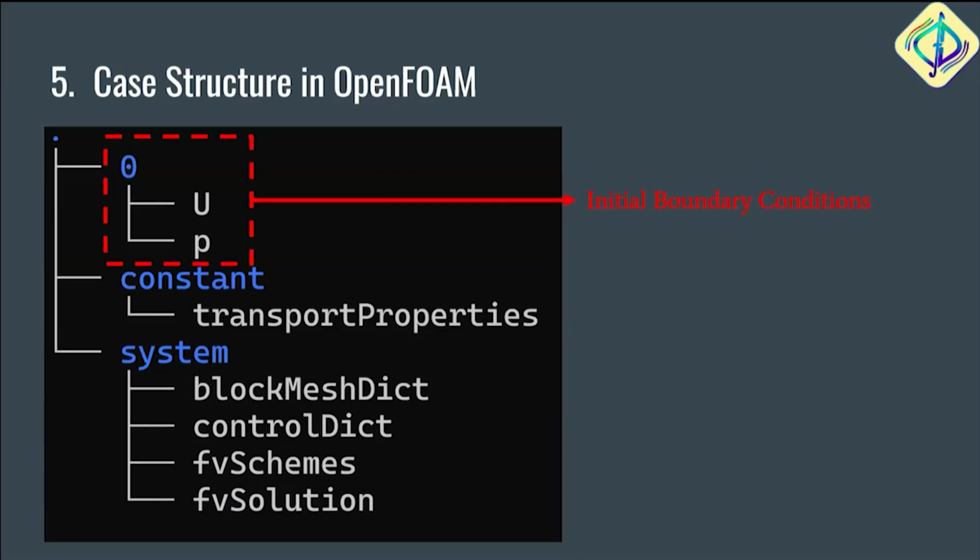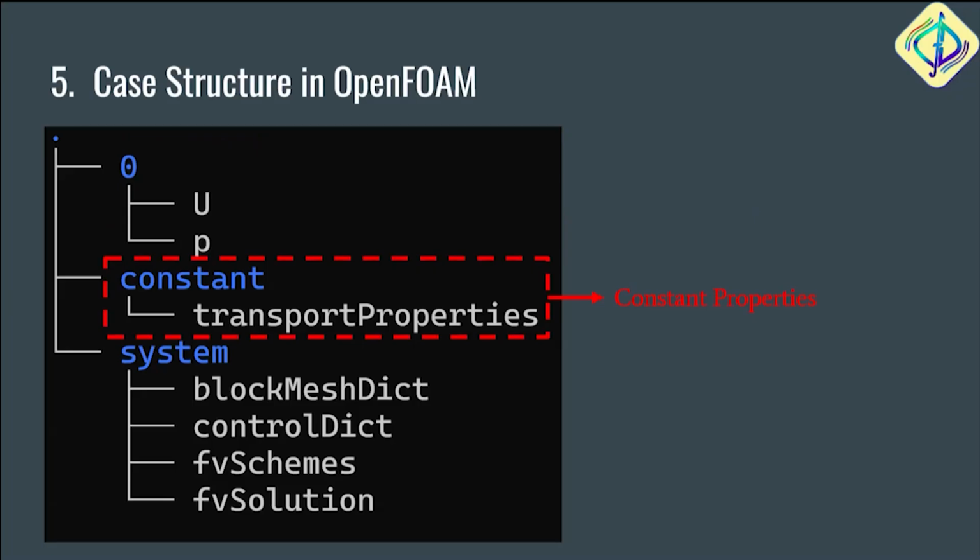Okay. So the very first you will have is a zero folder. In that zero folder, you will have your initial boundary conditions. This is where you will set your velocity boundary conditions, pressure boundary conditions. If you have temperature, then you'll set your temperature boundary conditions, and so on and so forth.